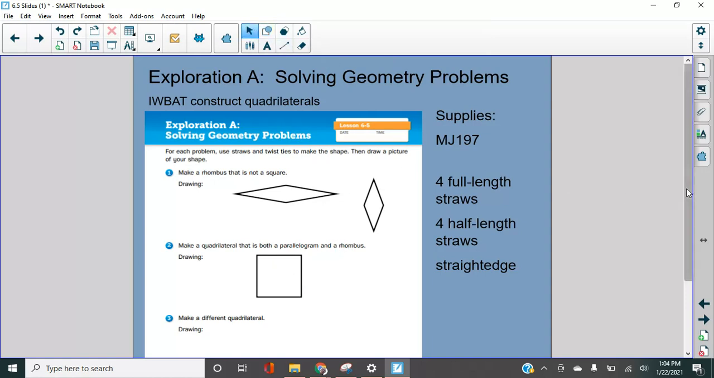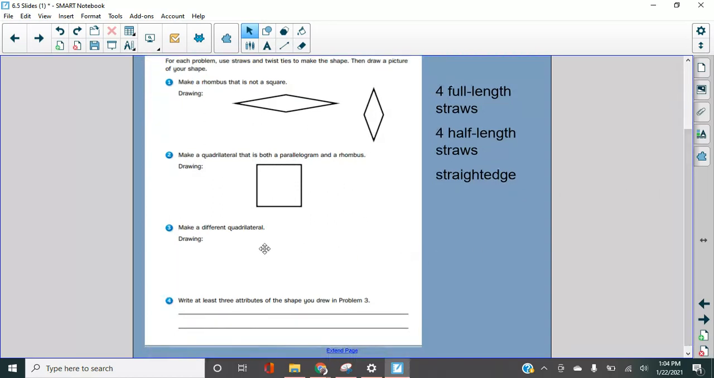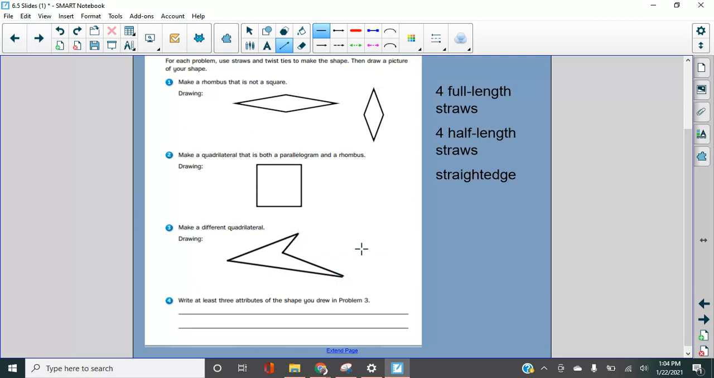All right, number 3 is to make a different quadrilateral. So go ahead and draw any shape that we haven't drawn so far that has 4 equal sides. Okay, and as long as yours has 4 equal sides, it's correct. You can even draw a weird one. Watch this. 1, 2, 3, 4. That's a quadrilateral because it has 4 equal sides. But yours can look like anything you want.